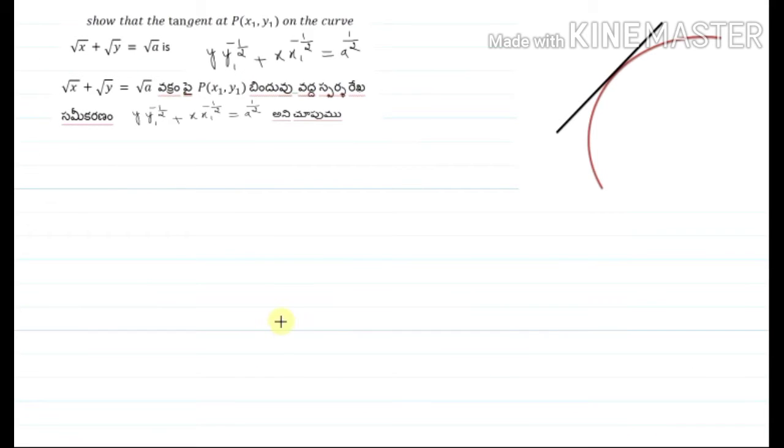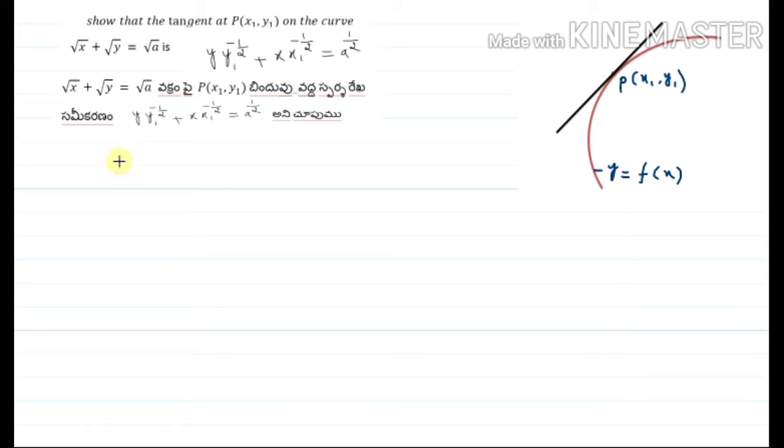Let us solve the long questions. Show that the tangent at P (x1, y1) on the curve root x plus root y is equal to root a is given. The answer is given here. So rough diagram. This is a curve, y is equal to f of x, and at this particular point P is given. P is (x1, y1).